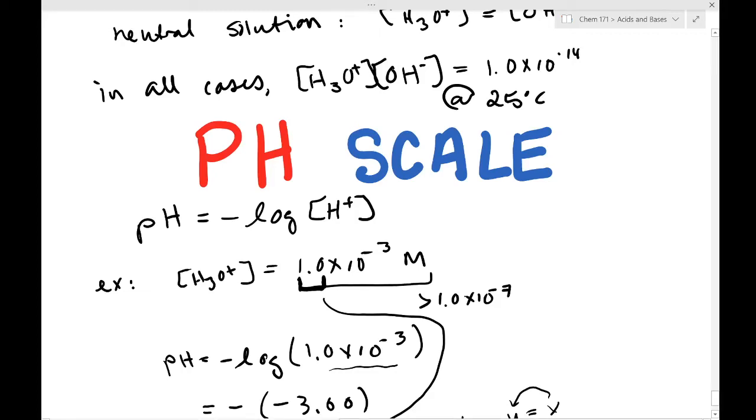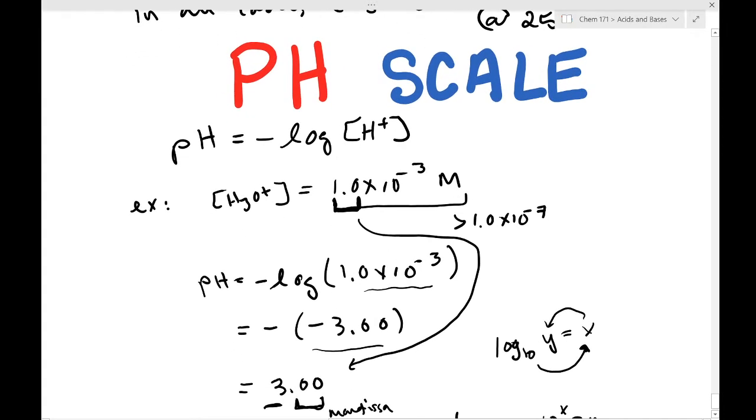Okay, guys, welcome back. Here we are, continuing with this chapter on acids and bases. Where we left off was discussing how we can quantify the acidity or basicity of a solution.